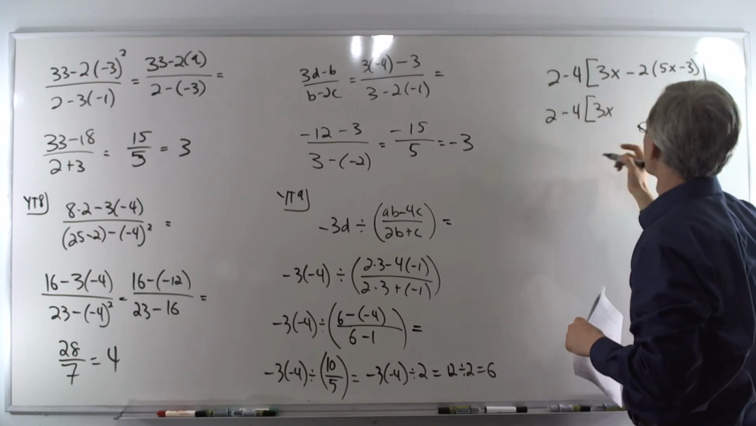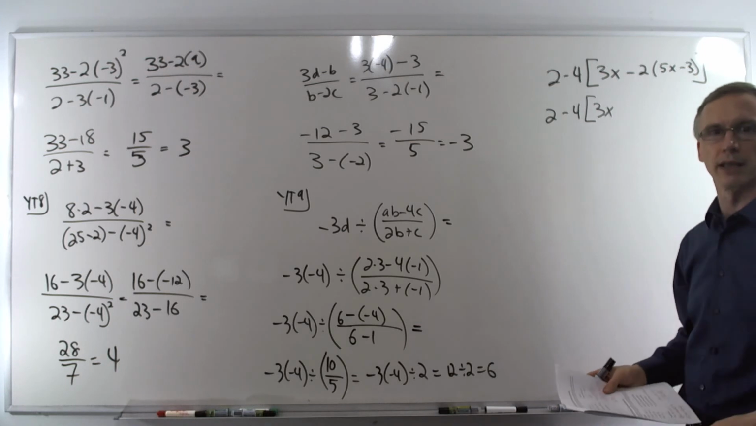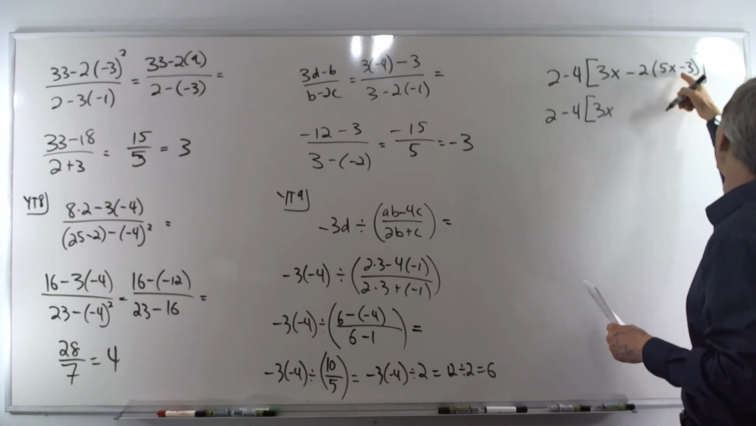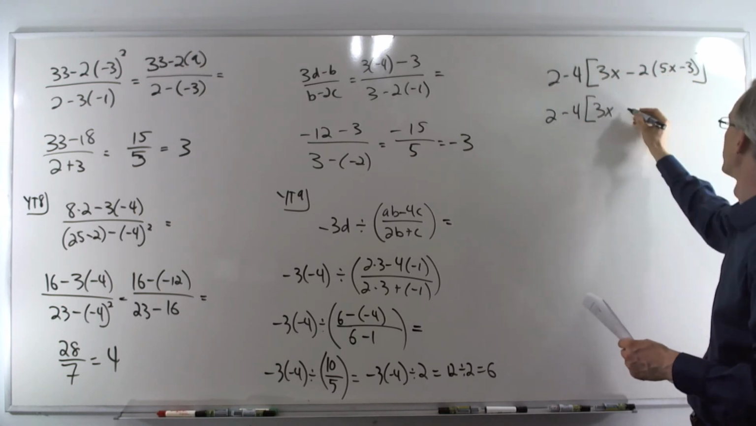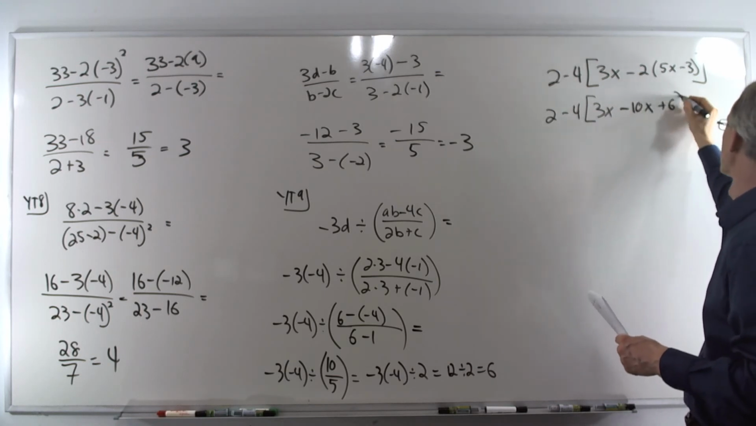So everything else, just write it down exactly as it is. Get used to copying down what you're not working on. It'll help keep the large problems straight. All right, now we're going to distribute into these parentheses. So negative 2 into here. Negative 2 times 5 is negative 10, so that's minus 10x. And negative 2 times negative 3 is positive 6.